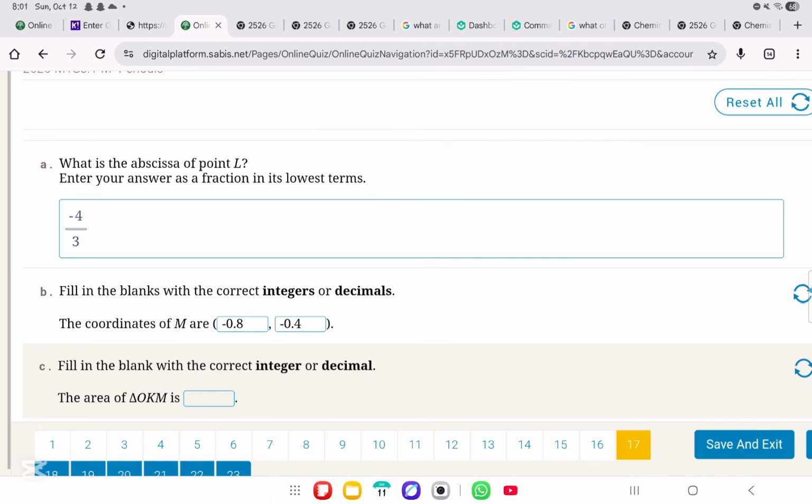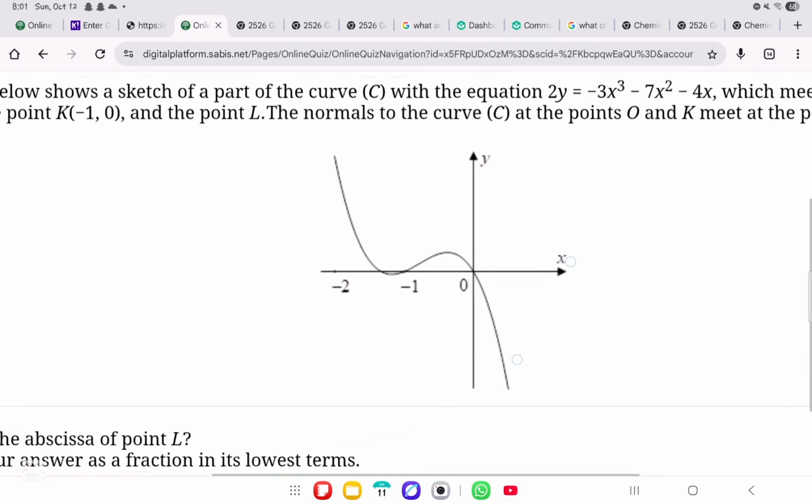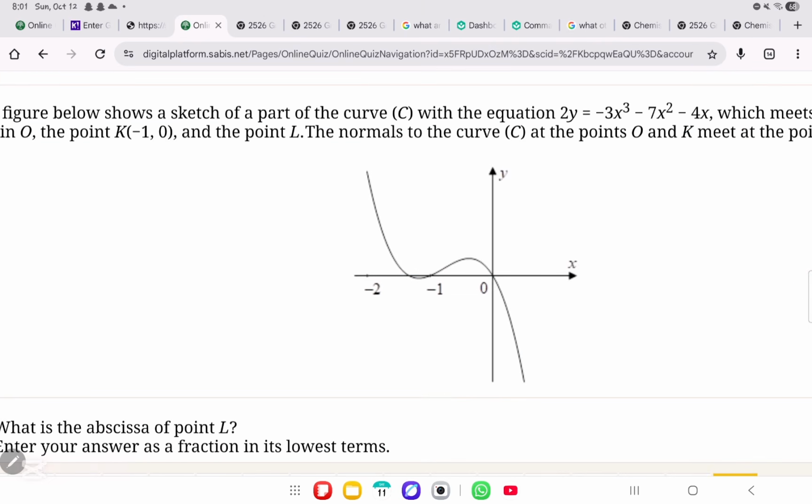Now, part C, very, very important to pay attention. Fill in the blank with the correct integer or decimal. They want the area of triangle OKM. So again, what did we say? We said here is K, here is O, and M is here. Now they want the area of the triangle OKM. Just like any triangle, how do you find the area? It's going to be base times height over 2.